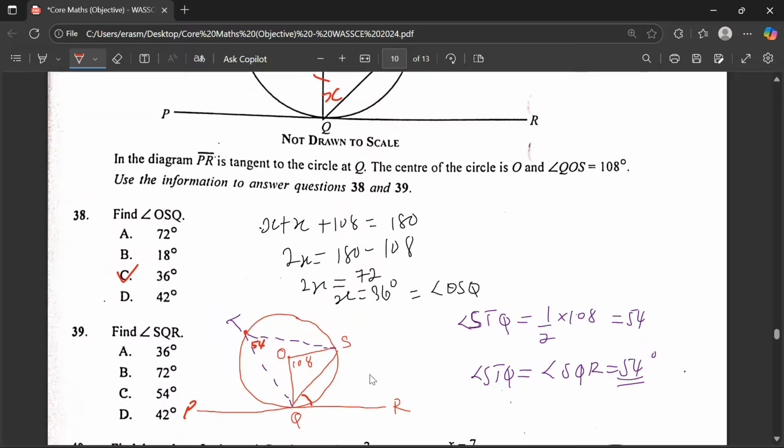Now, angle STQ from the tangent rule is equal to angle SQR. This angle is equal to this angle SQR, right? From the tangent rule. And so this is equal to 54 degrees. So the right option is option C.